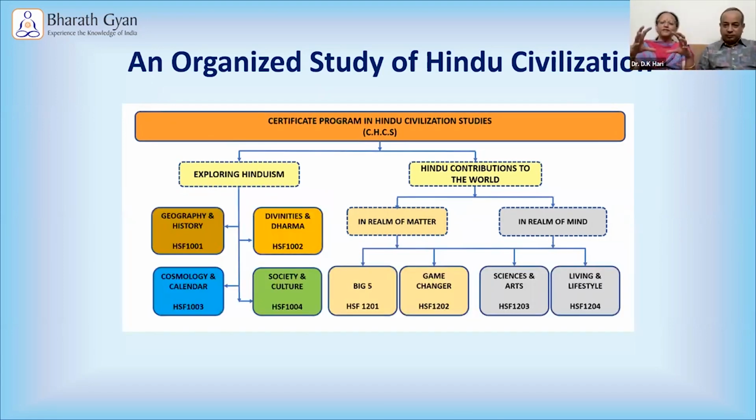So eventually, if you look at it, we have organized it as 8 courses. So in Exploring Hinduism, we therefore have 4 courses. One is the geography and history, which we just did in summer. Then this fall, we are going to be doing Divinities and Dharma. And after that, we'll have cosmology and calendar, then society and culture. So this will pretty much cover the who part of the Hindus.